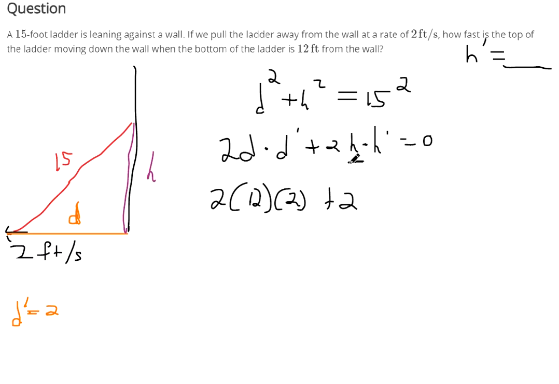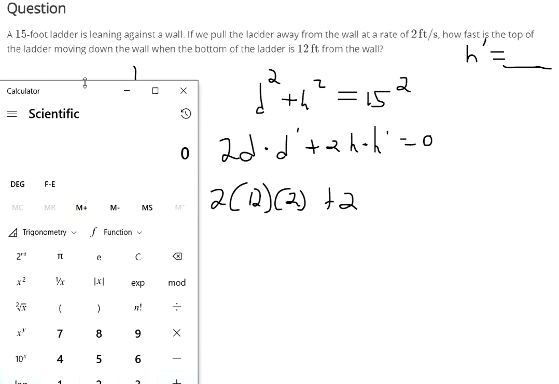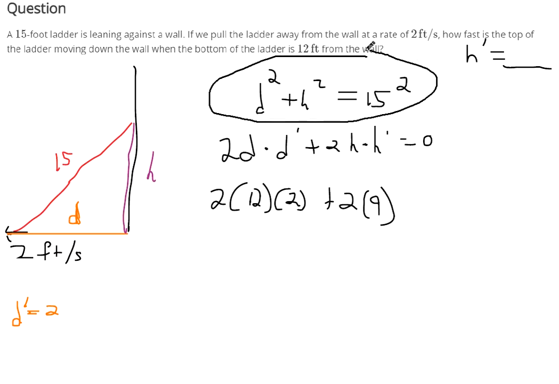Now H we don't have, but you could get it really quickly by plugging it into the Pythagorean Theorem equation that we created. So 15 squared minus 12 squared, okay, it looks like H is going to be 9. And again, I got that because I plugged in 12 into this equation and quickly solved for H.